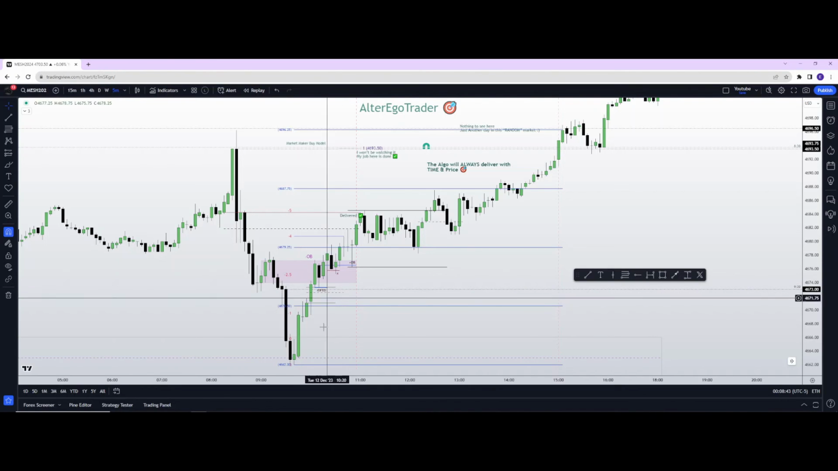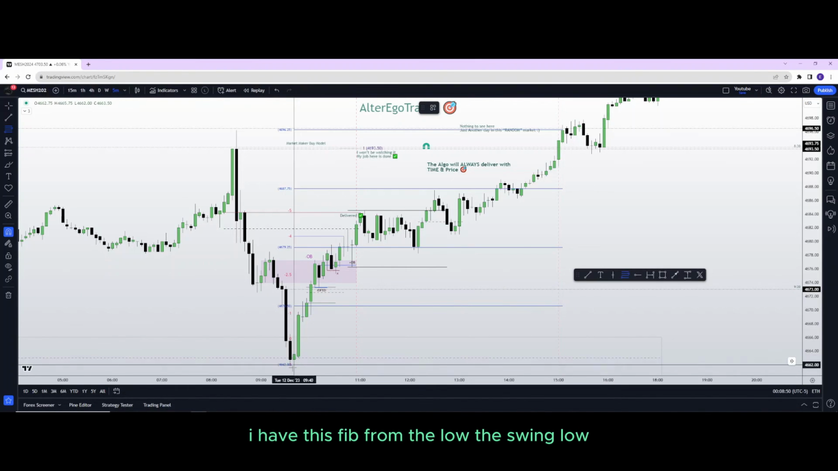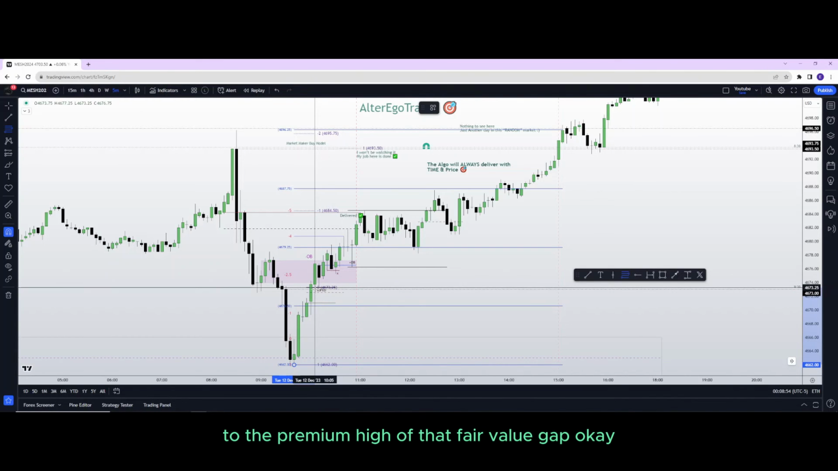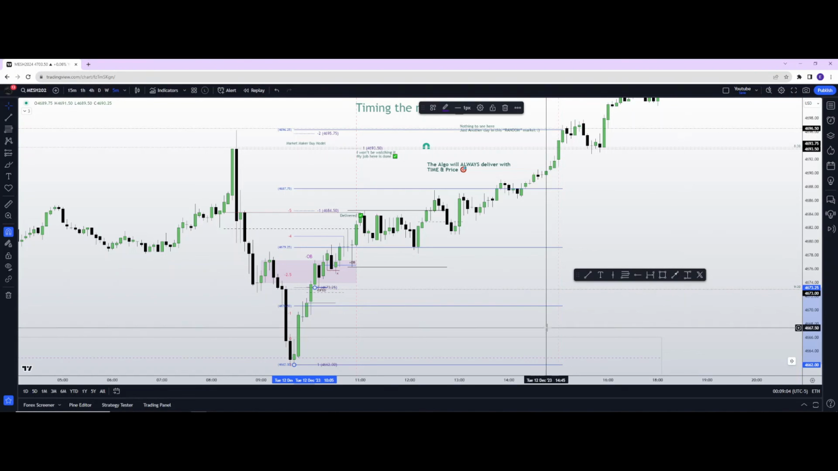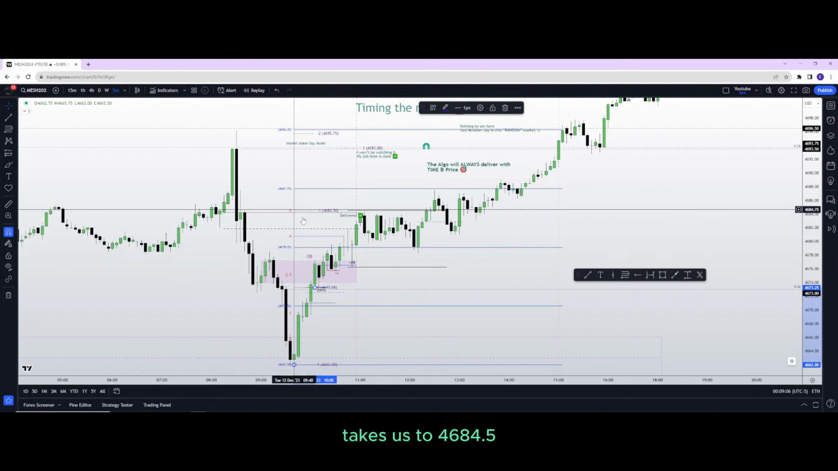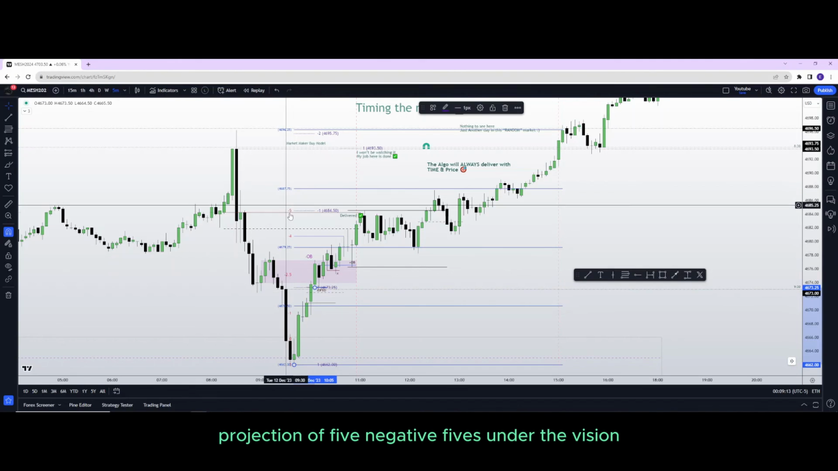And so for the measuring gap, I have this fib from the low, the swing low, to the premium high of that fair value gap. Okay, that's the measuring gap. That fair value gap is the measuring gap. Okay, and where does that take us? It takes us to 4684.5, and that lines up perfectly with that 1 minute swing projection of -5 standard deviation.